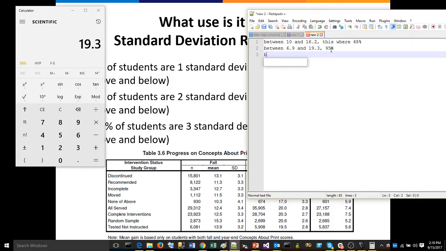And then finally, if we go one more time, a third standard deviation away, I am going to subtract an additional 3.1, the standard deviation, from the 6.9. 6.9 minus 3.1 is 3.8. And I add 3.1 to our 19.3.